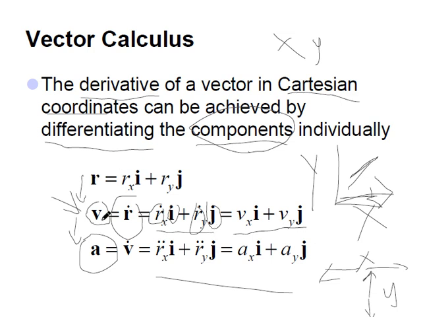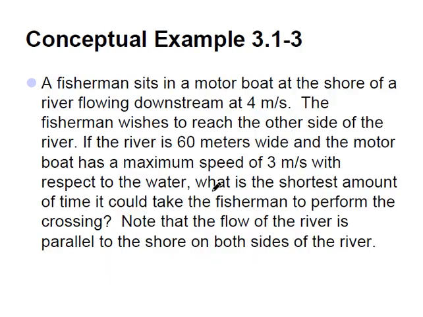So anyway, you have position vector and acceleration. Want to get the velocity, differentiate r. Want to get the acceleration, differentiate v in Cartesian coordinates. All right. And then we'll get into a little problem right here.